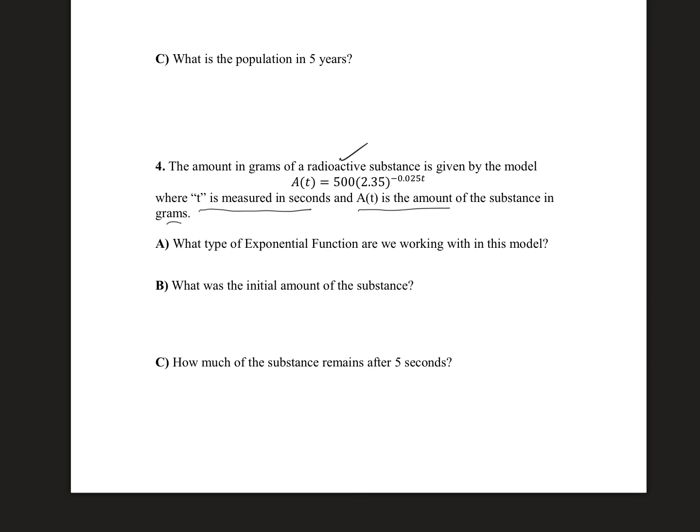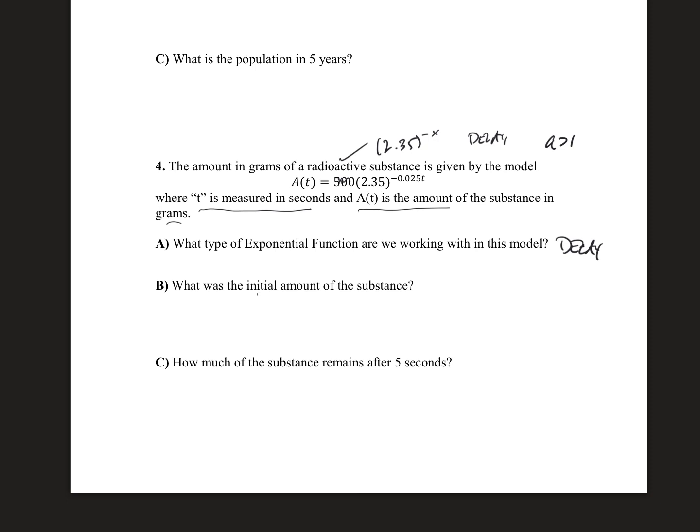So again, stripping away some stuff, let's forget about the 500 for a moment. We're looking at 2.35. So again, my a is greater than 1, right? And since t is an unknown and it's negative, this is like looking at negative x. So we are looking basically at a decay model, right? So there's your answer for the first one. So technically speaking, this is a decay model for all practical purposes.